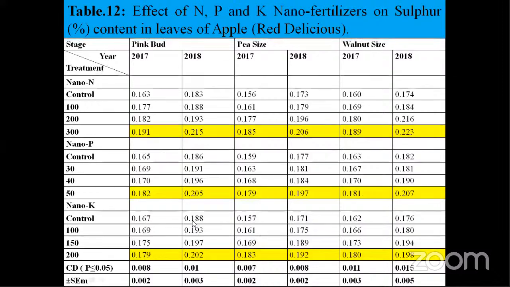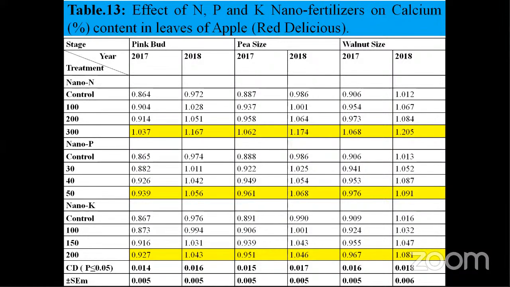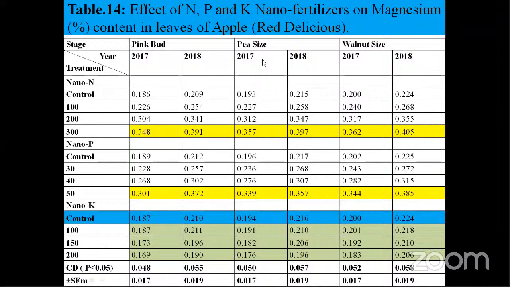Then we had a study over sulfur, and it was quite pronounced with all three. Then calcium was quite good with potassium applications and nitrogen applications. And when it came to magnesium, the most interesting part of this research in the field was the effect over magnesium, because potassium showed quite dramatic results.